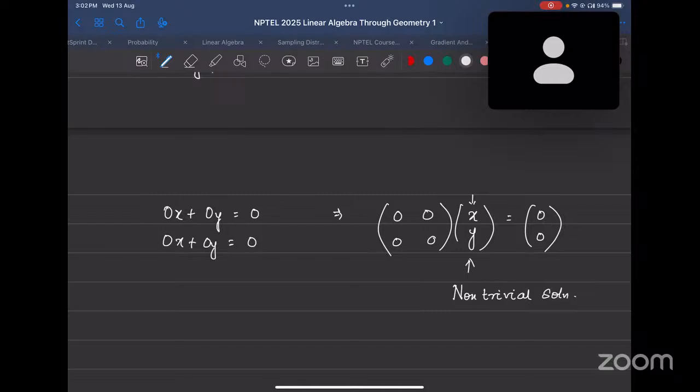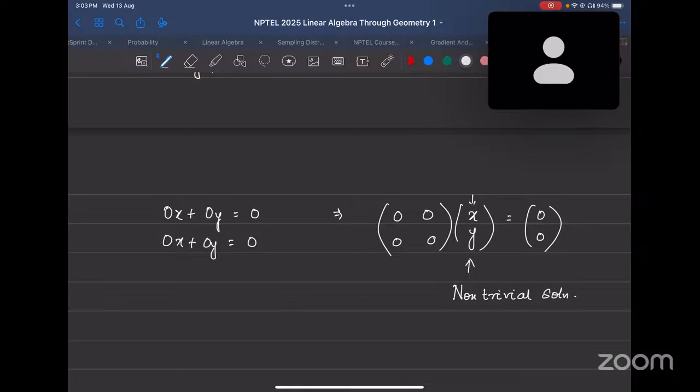Question number 6 says, given A and B, which of the following operations is permitted? I just told you in the first question, the number of columns of A must be equal to the number of rows in B. In this case, AB is not defined because A has 3 columns and B has 2 rows, not possible. AB transpose is again not possible because B transpose will have 1 row, 2 columns.